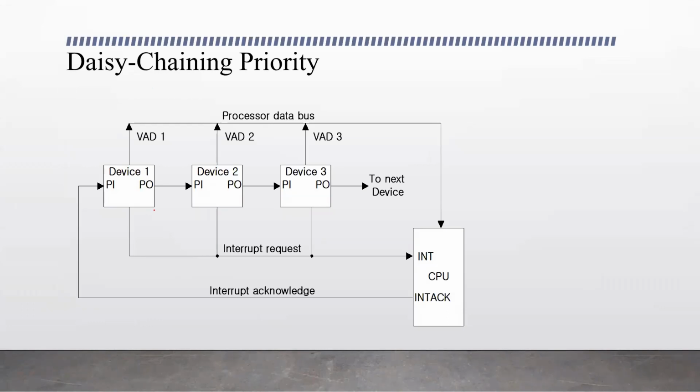In this daisy chaining priority method, all the devices that are connected to the CPU that can generate interrupt are placed in a serial order. Here you see device 1, then device 2, device 3. From the left, the first place is device 1, so it has the highest priority. The next lower priority device is placed in the next place, device 2. And the device that has the lowest priority among all the devices will be placed at the last position. This way the devices are placed in a serial order.